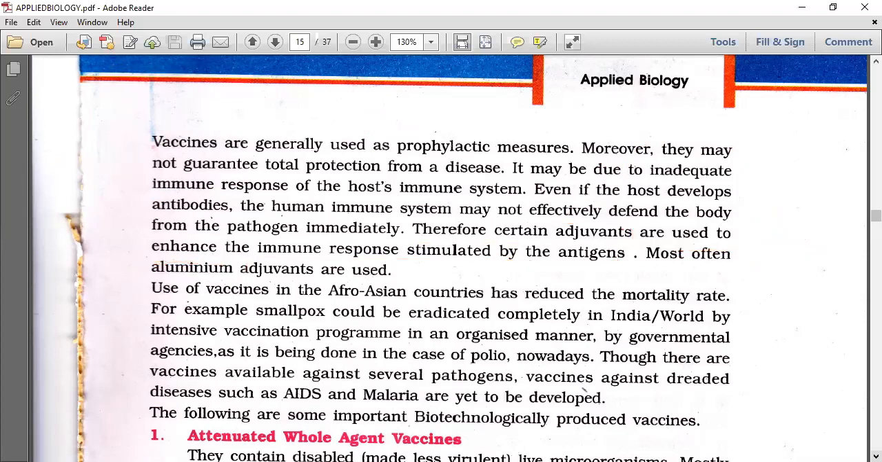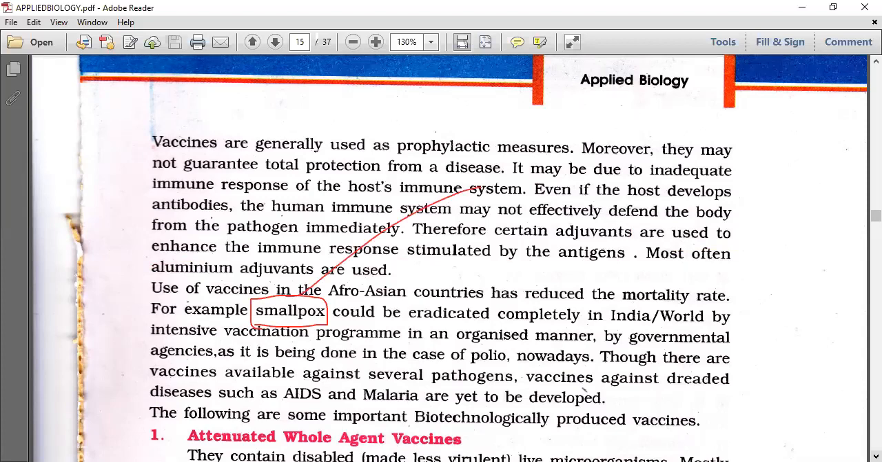Okay. So the use of vaccines in Afro-Asian countries has reduced the mortality rate. For example, smallpox. Smallpox could be eradicated completely. Nowadays, you people are not hearing about smallpox, isn't it? Now it has reached general knowledge books. The disease smallpox is eradicated completely from India.